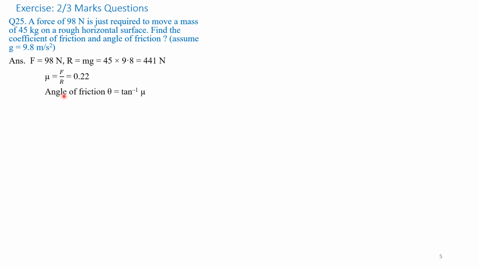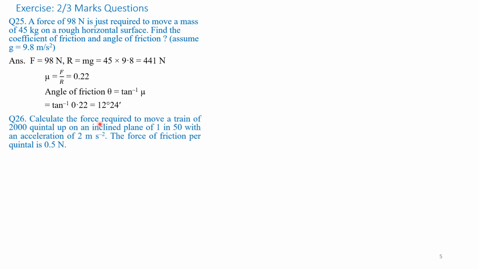Angle of friction theta is given by the formula theta is equal to tan inverse of mu, where mu is the coefficient of friction. We have found mu as 0.22. Therefore, theta is equal to tan inverse of 0.22, where if you refer the table, tan inverse of 0.22 is 12 degrees and 24 seconds.